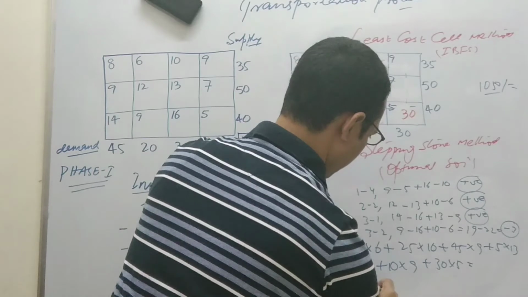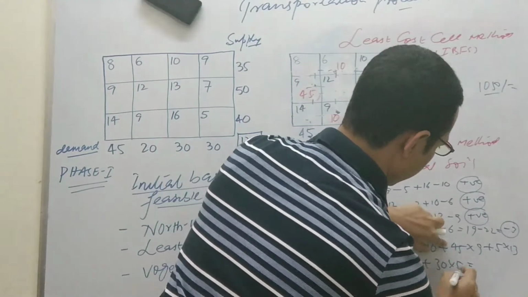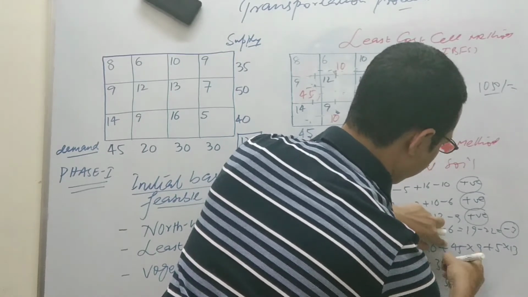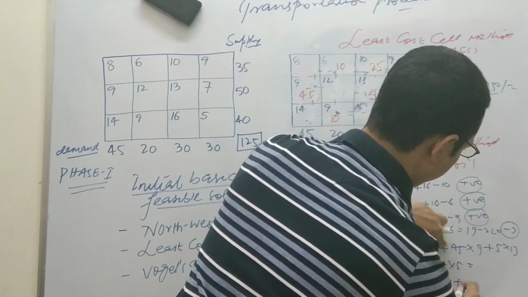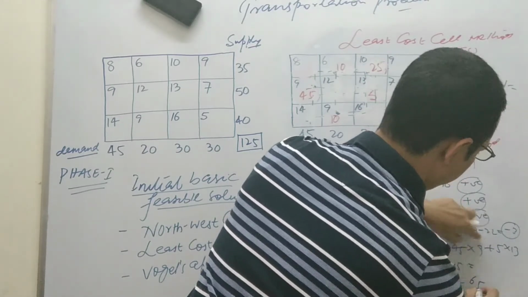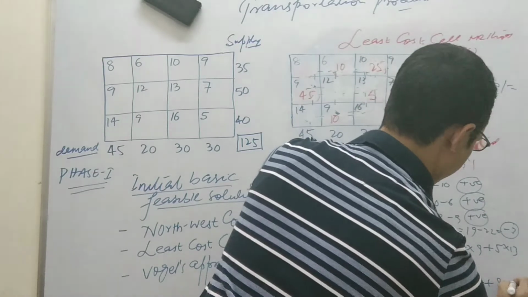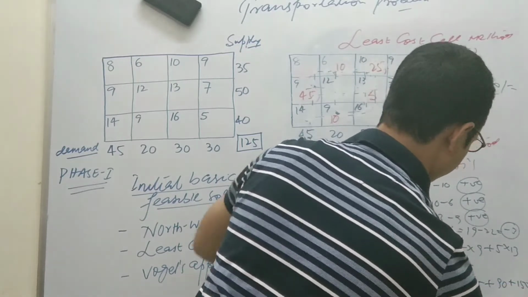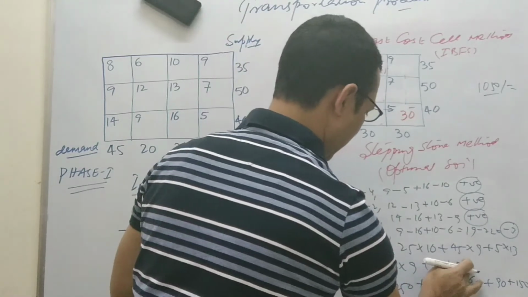160 plus 60 plus 250 plus 405 plus 65 plus 90 plus 150. We'll see what is the result. So now here we need to add.